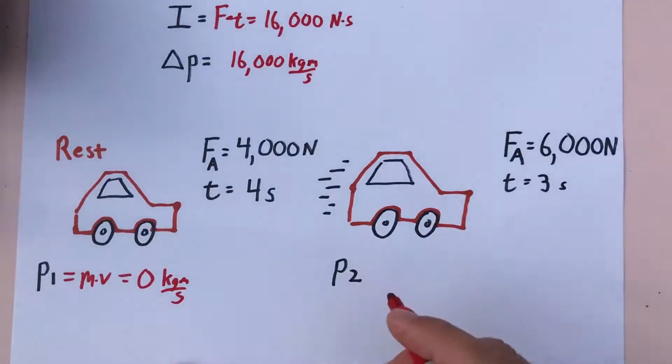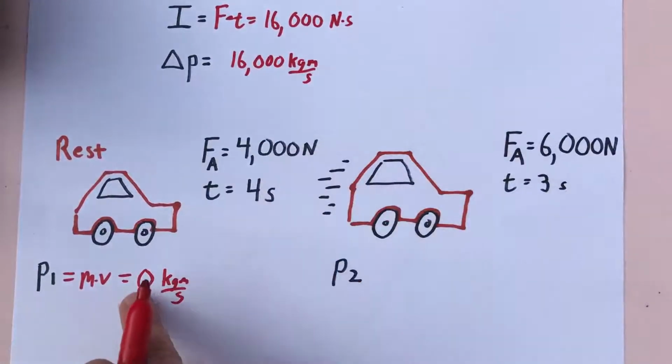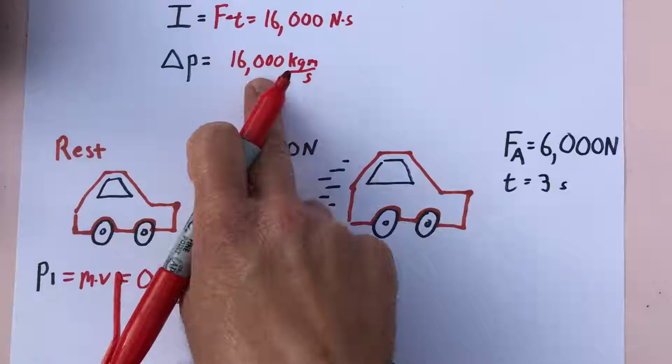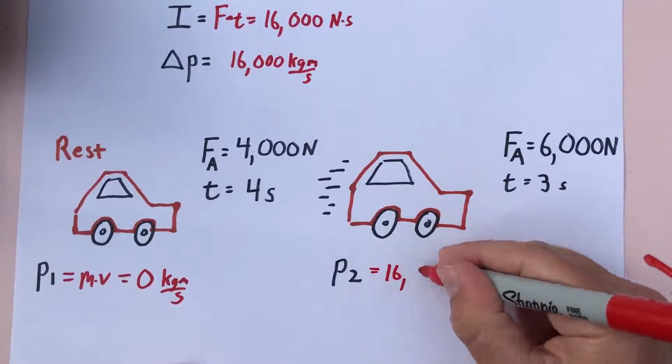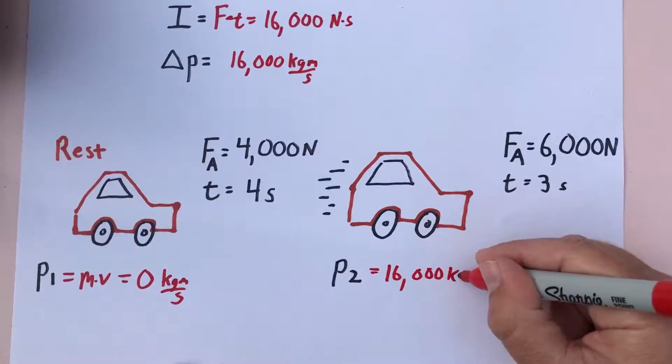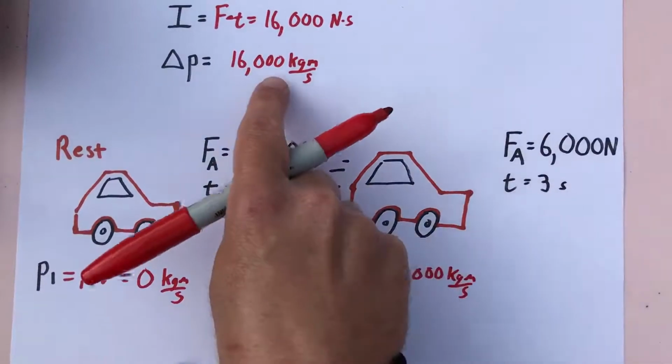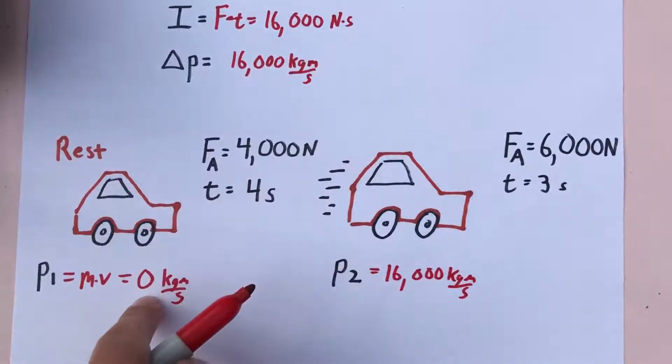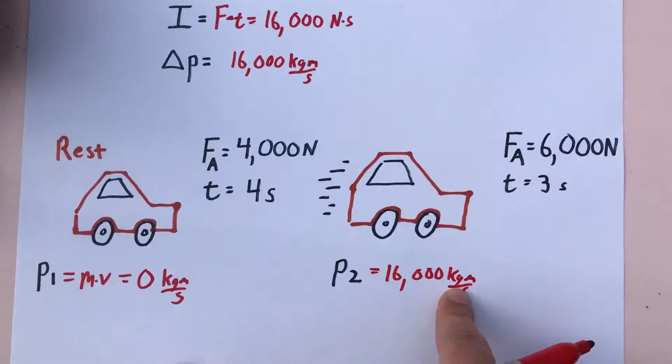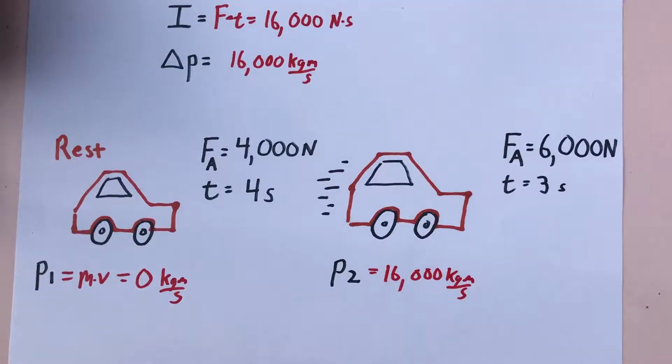So what's our second momentum here? Well, we changed by this amount. We started at 0, we went up by this amount, so this must be 16,000. Now it is important to note it's the change technically, but since we started at 0, if we change by 16,000, we'll wind up at 16,000 kilogram meters per second of momentum there.